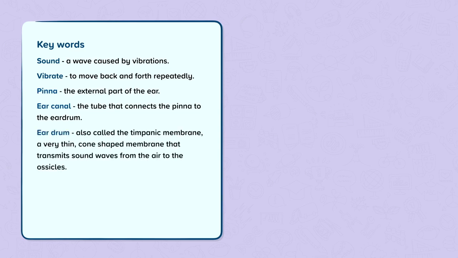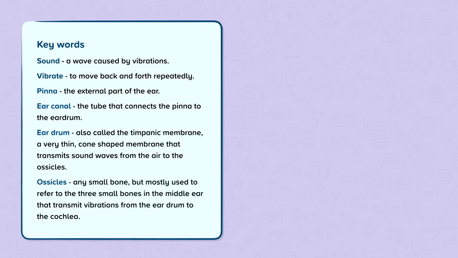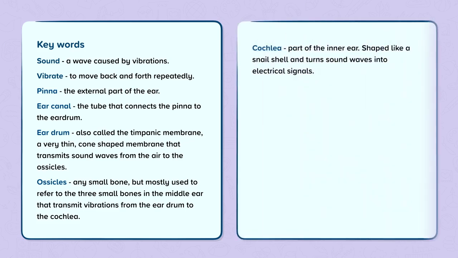Eardrum, also called the tympanic membrane, a very thin cone-shaped membrane that transmits sound waves from the air to the ossicles. Ossicles, any small bone, but this term is mostly used to refer to the three small bones in the middle ear that transmit vibrations from the eardrum to the cochlea. Cochlea, part of the inner ear, shaped like a snail shell and turns sound waves into electrical signals.